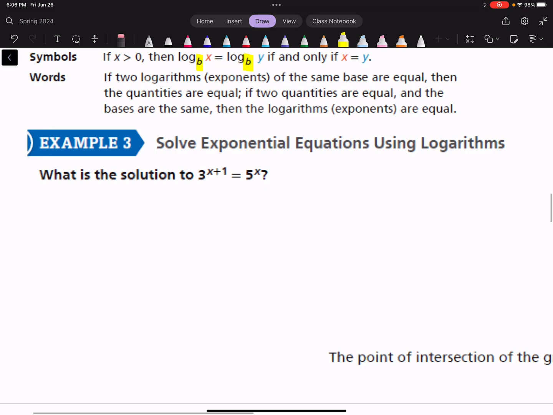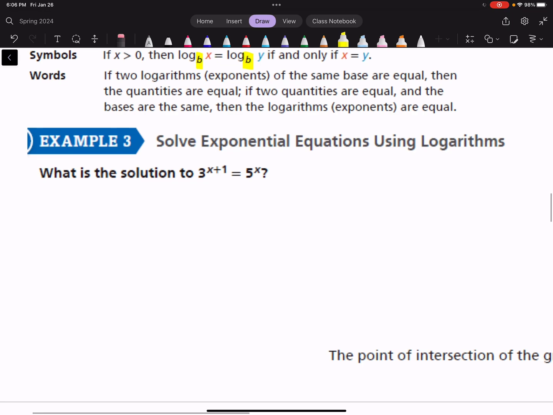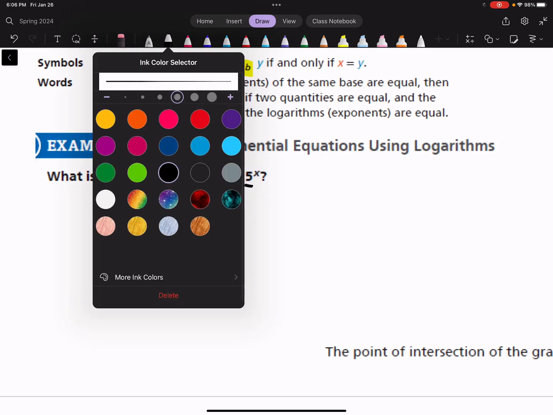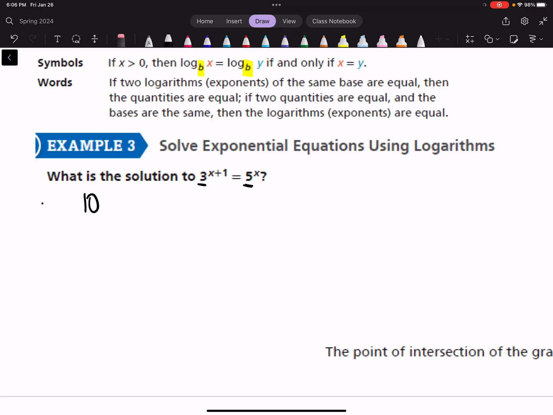Okay. So in example 3, we're going to look at solving exponentials using logarithms still, but this one is a little bit more challenging than what we saw in example 2. So we have 2 different bases, and we know that we can't rewrite 3 and 5 as a common base. So that tells us that we need to take the log of both sides to get started. So I'm going to take log base 10 of 3 to the x plus 1. I'm going to set it equal to log base 10 of 5 to the x.